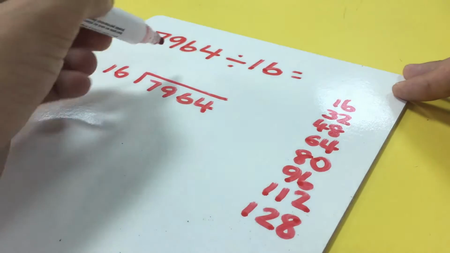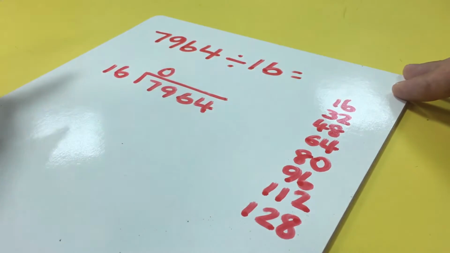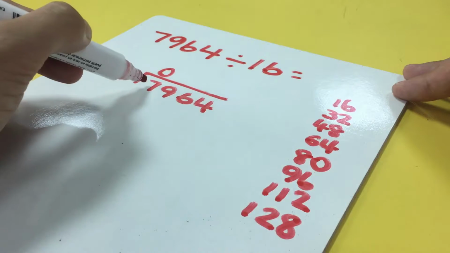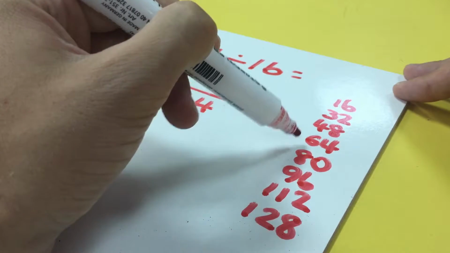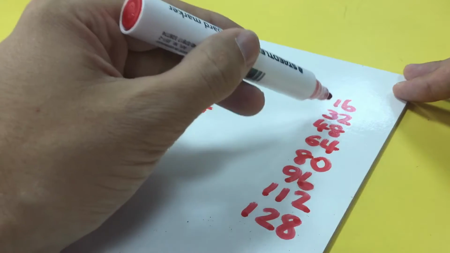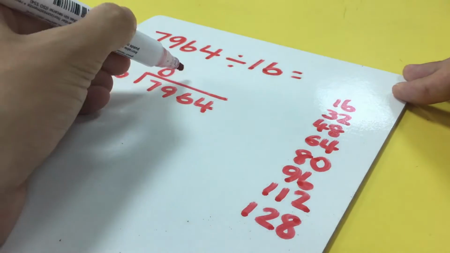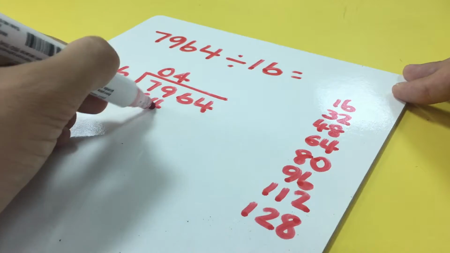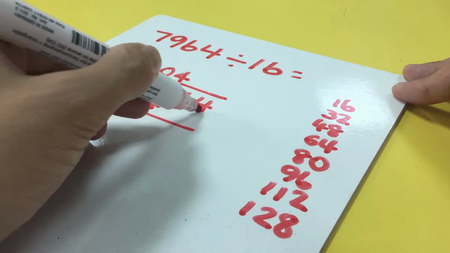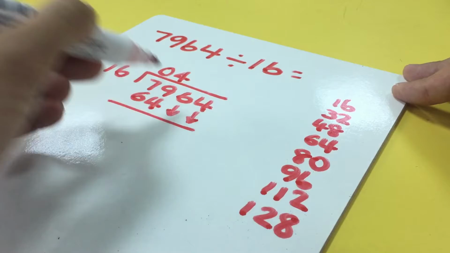So how many 16s go into 7? Well, that's 0. 16s into 79, let's have a look down my list. 80 is pretty close, but it's too far, so I need to go back one. So 1, 2, 3, 4 16s are 64. So we can place 64 under here, and then bring these two down.